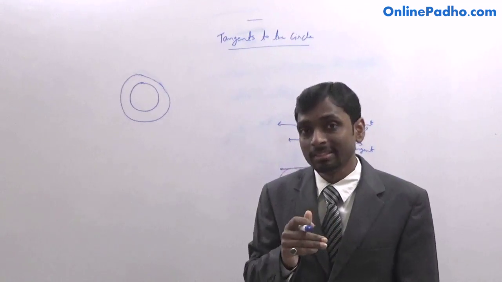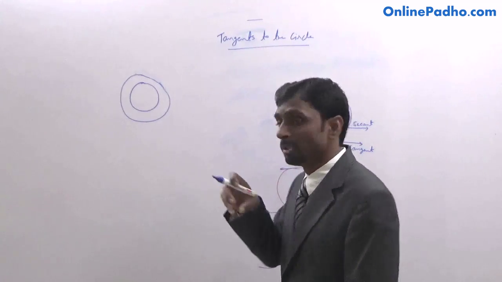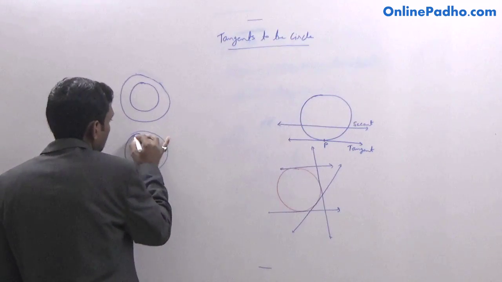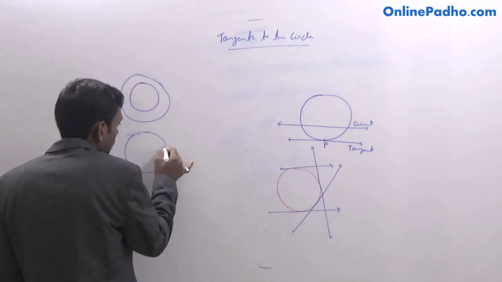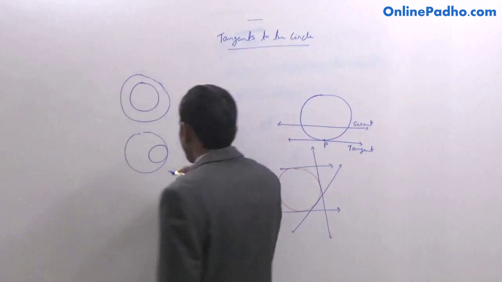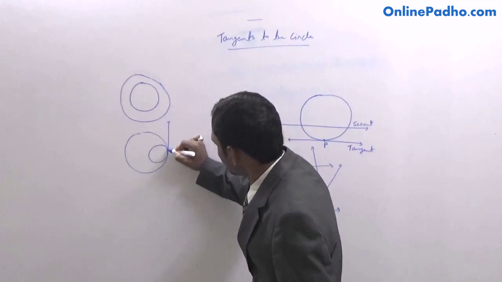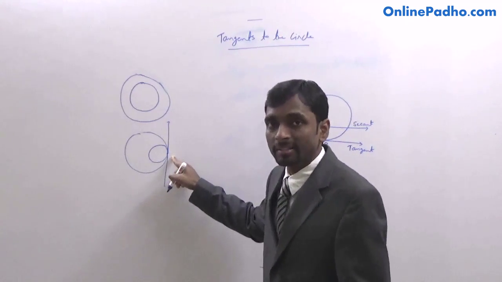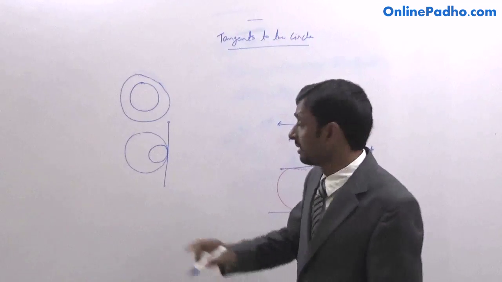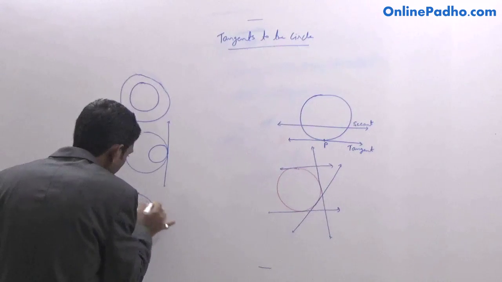So, how many common tangents can be drawn from two circles? It depends on the position of the circles. If we have two circles like this, a circle and another circle inside it, where the small circle just touches the bigger circle at a point, we can draw a common tangent here. But we cannot draw a common tangent in the earlier type of two circles. In this representation, we can draw one and only one tangent.